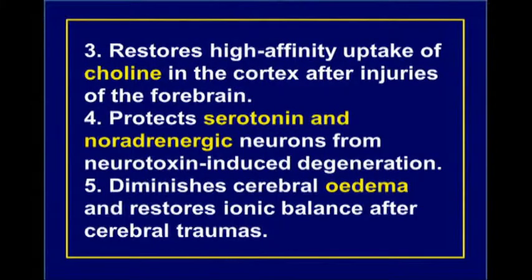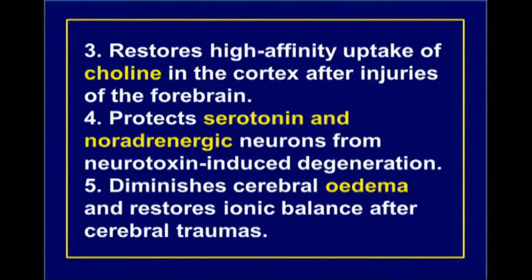So number 3, it restores high-affinity uptake of choline in the cortex after injuries in the forebrain. Number 4, it protects serotonin and noradrenergic neurons from neurotoxin degeneration. So you're now beginning to see, it's to do with all the brain chemicals, all the neurons which are producing these different brain chemicals. Diminishes cerebral edema and restores ionic balance after cerebral traumas.